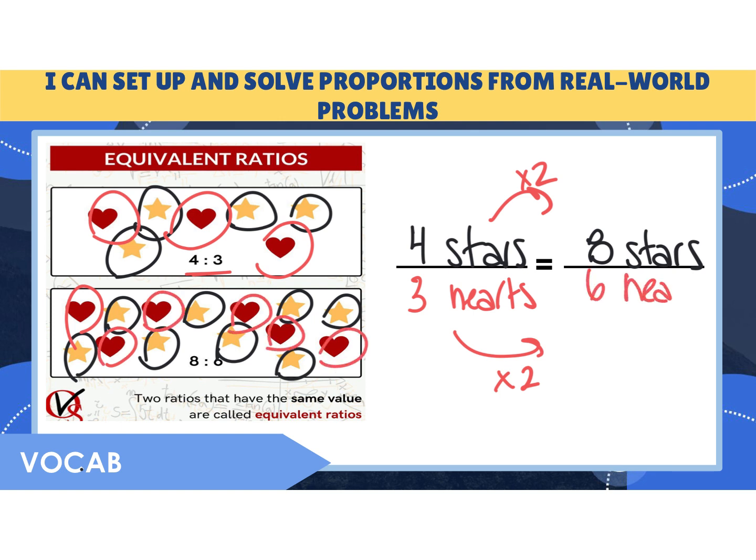These are what we call proportional relationships or equivalent ratios. We're multiplying the first ratio, both the stars and the hearts, by 2 to get an equivalent ratio. They have the same value. Similarly, if 8 over 6 was simplified, we would get 4 over 3.